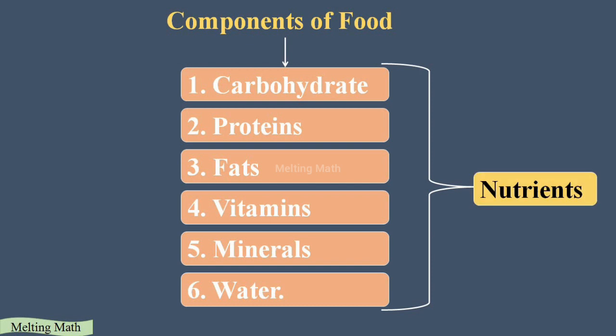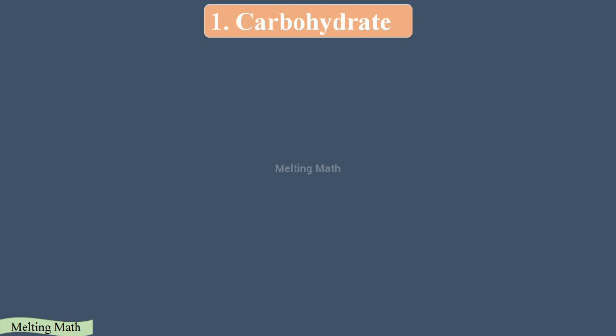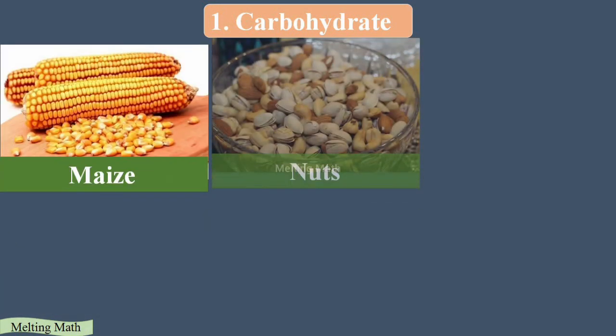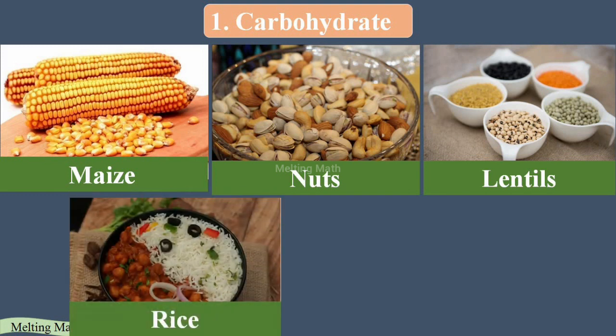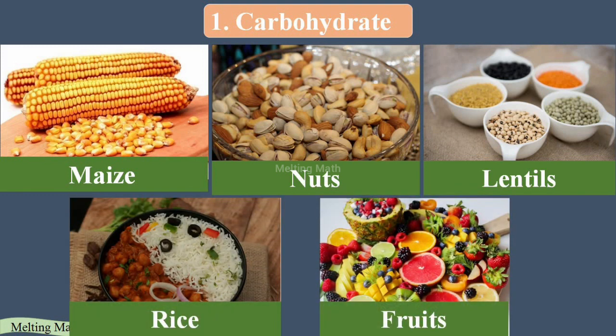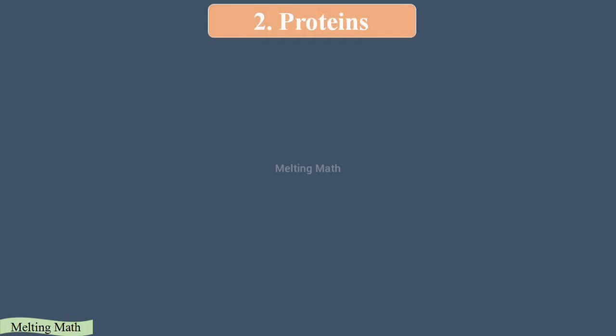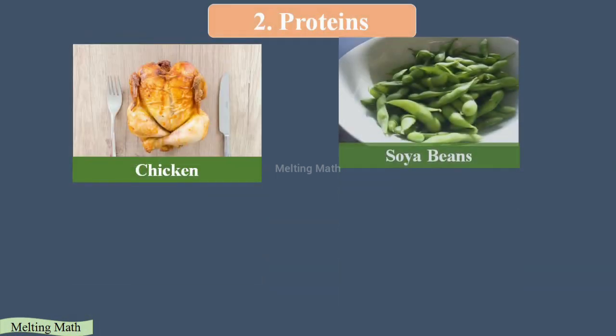Okay, so let's see what the components are, what food items are present in these components of food. First, see about carbohydrates. Carbohydrates are rich in maize, nuts, lentils. Here lentils is nothing but what we call pachapayir in Tamil. Rice and fruits. Okay, next, proteins are rich in chicken, soya bean, nuts and grains.